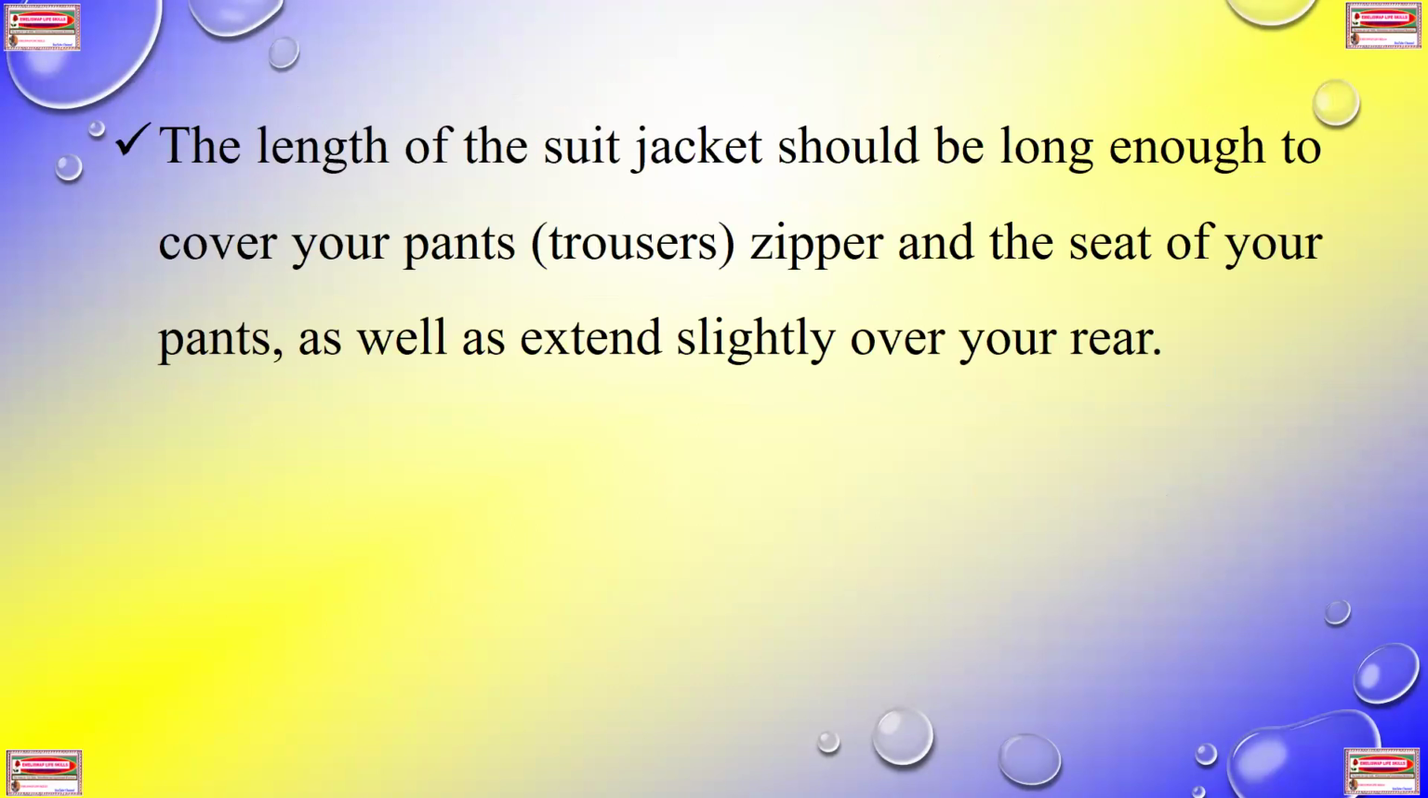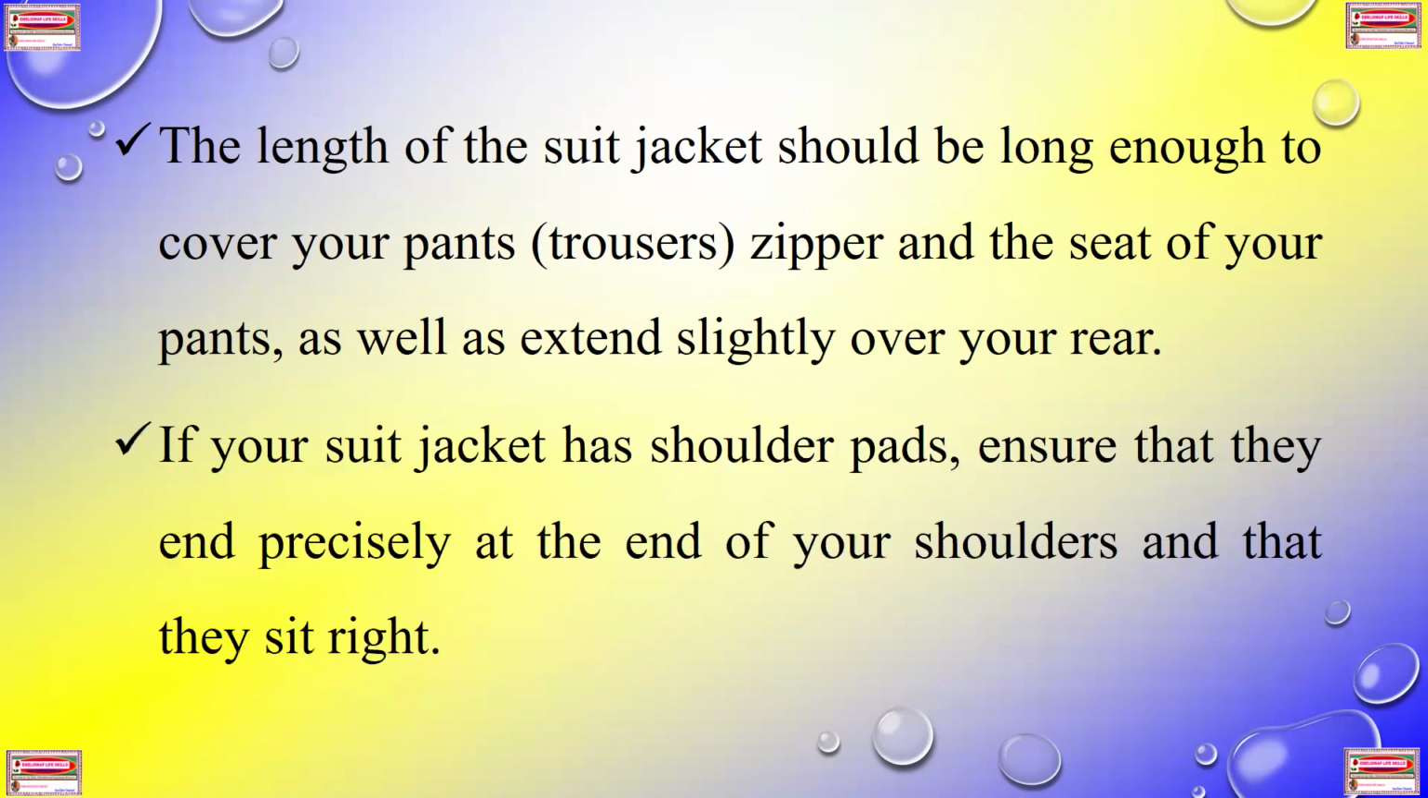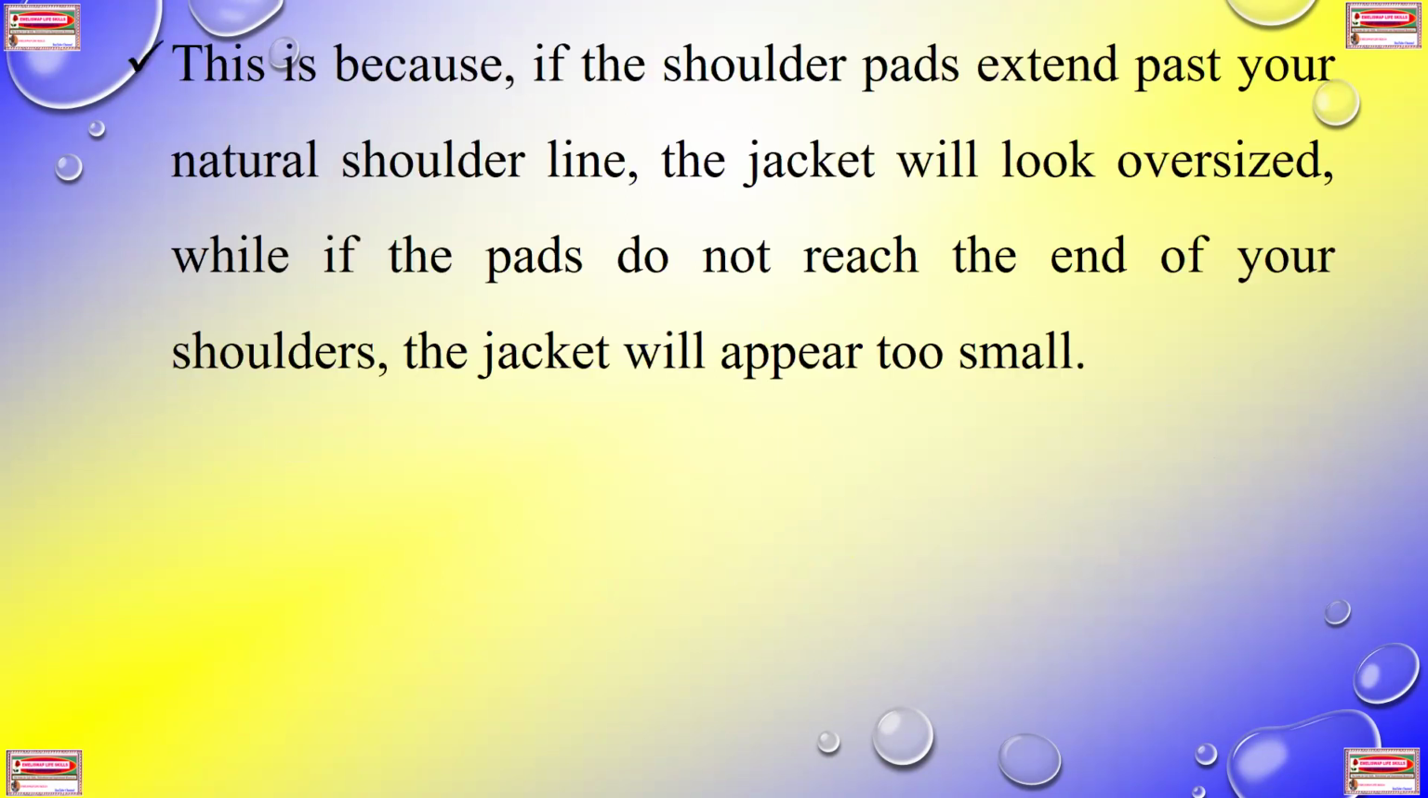The length of the suit jacket should be long enough to cover your pants zipper and the seat of your pants, as well as extend slightly over your rear. If your suit jacket has shoulder pads, ensure that they end precisely at the end of your shoulders and that they sit right. This is because if the shoulder pads extend past your natural shoulder line, the jacket will look oversized, while if the pads do not reach the end of your shoulders, the jacket will appear too small.